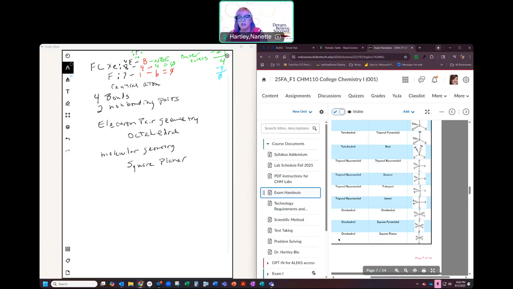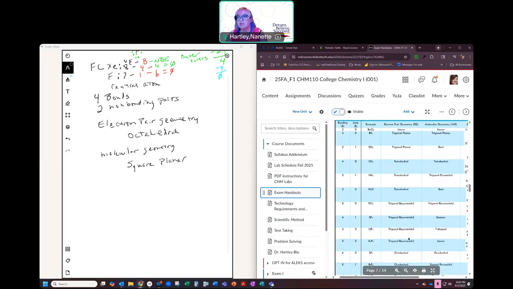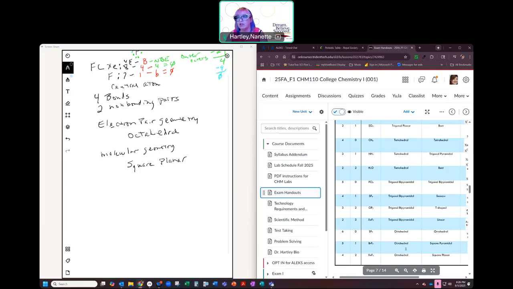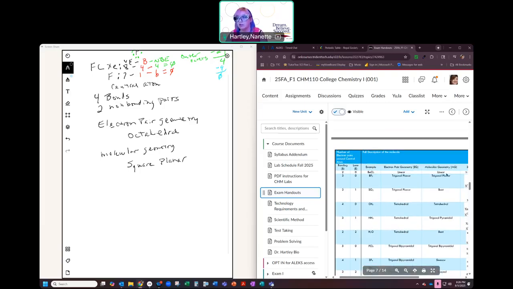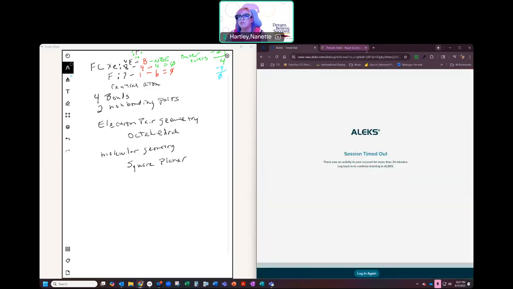And all I have to do is look at the table for how many bonds I have, how many non-bonding pairs, look at the column that says electron pair geometry to get the electron pair geometry, and then the molecular geometry to get the molecular geometry. Now, if it asks me for the structure, I'm looking for the molecular geometry as well. Okay, so those terms are synonymous. So that's what I'm going to be doing.